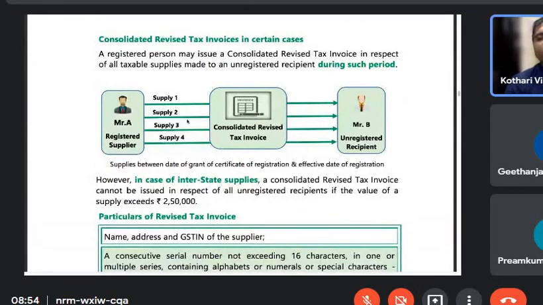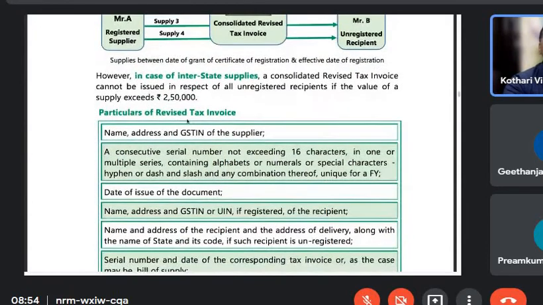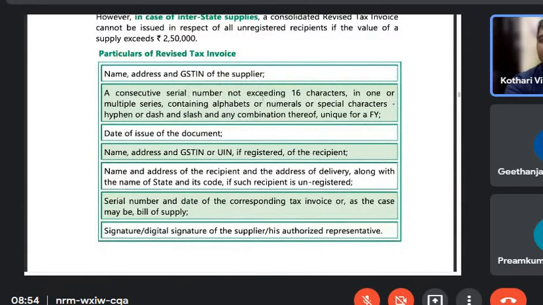Consolidated tax invoice can be issued when the amount is less than 200 and is sold to an unregistered person. Then you can see the particulars. Normally everywhere the particulars will be almost similar: name, address, GSTN of the supplier, consecutive serial number not exceeding 16 characters. So every document number cannot exceed 16 characters.